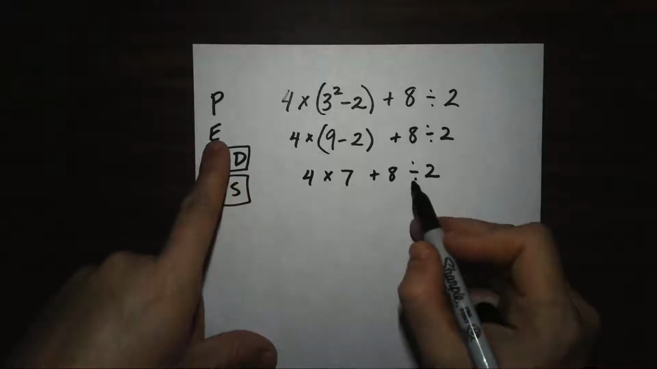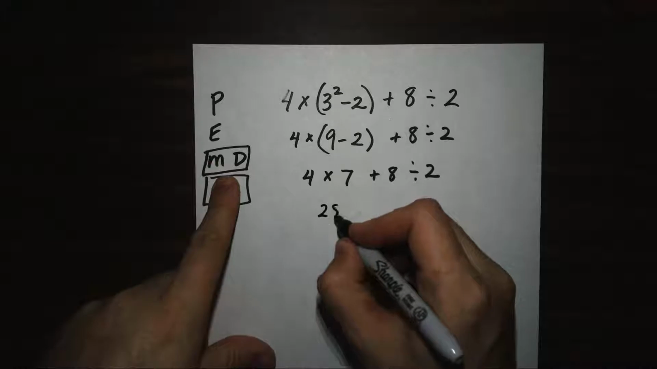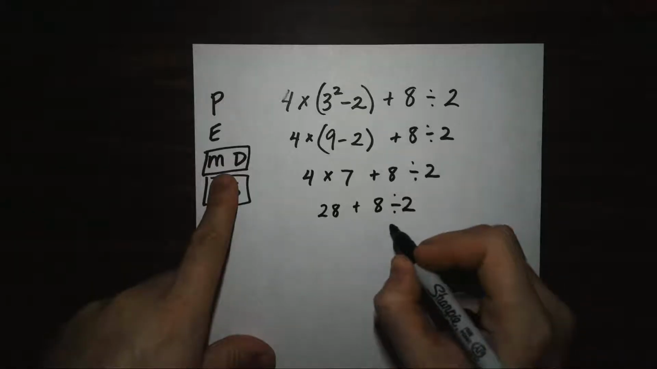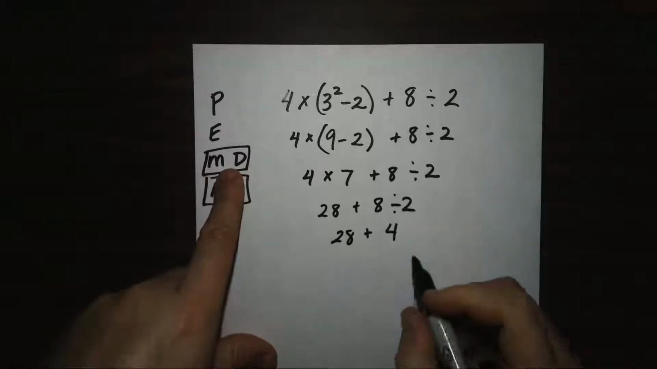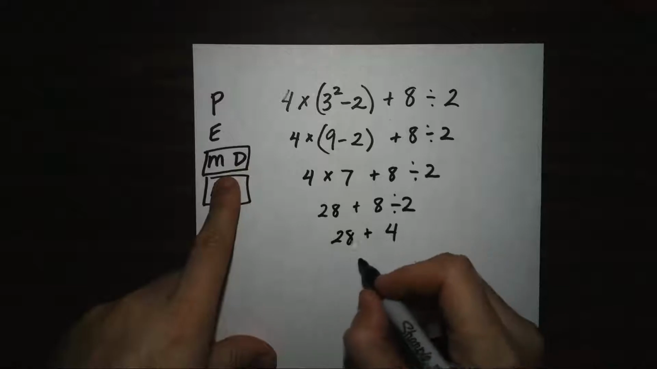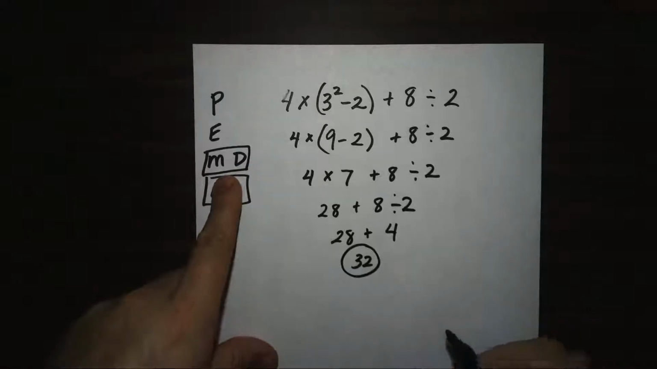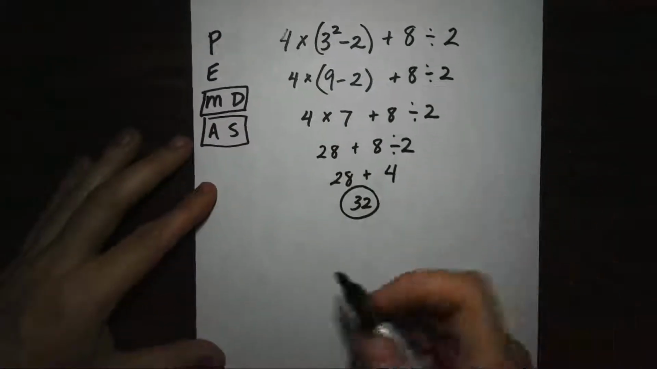Alright, I don't see any more exponents, and I don't see, well, I do see multiplication right here. And I also have division right here. And remember, these come in the order that you see them from left to right. And lastly, the 28 plus 4 is 32. So there's the value of my expression. Okay, let's try one more.